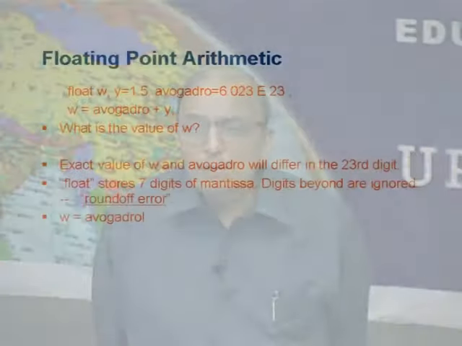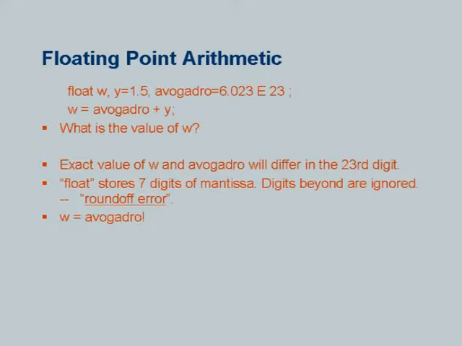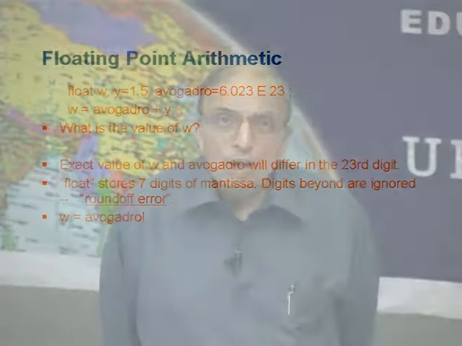This is clearly a round off error. Avogadro plus Y actually in even our floating point notation will be 6.023000000015 e to the power 23. However, since all those digits will be forgotten, only 7 digits of mantissa will be stored, you will essentially get the same value as Avogadro.